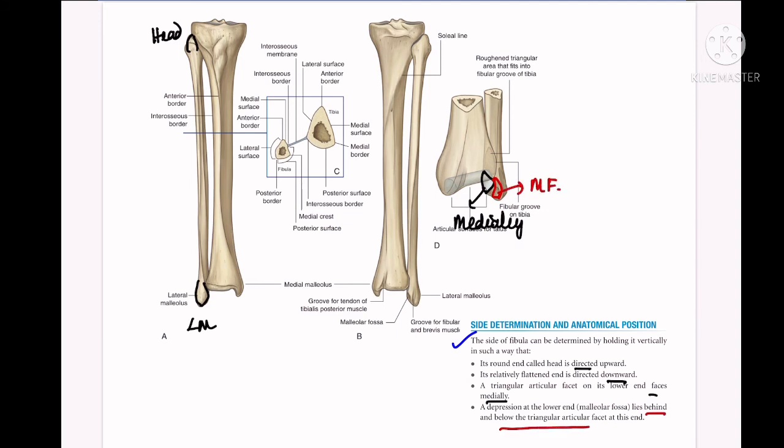So while holding the fibula, when you look at the medial surface, you have to put the articular surface in front and the malleolar fossa behind. If you maintain the relative location of the articular facet and the malleolar fossa in the lower end, then you can be sure that you are holding the fibula in correct anatomical position.